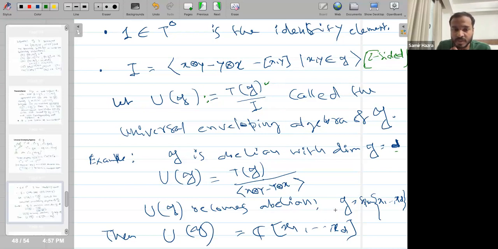And therefore UG becomes an abelian algebra, so a commutative algebra. Suppose the dimension of G is D, and write G as the span of, let's say, the basis elements x1 up to xd. Then UG becomes just C[x1, ..., xd], the polynomial algebra in D elements. So these D elements are the basis elements for G. Because this becomes abelian, this is obvious.